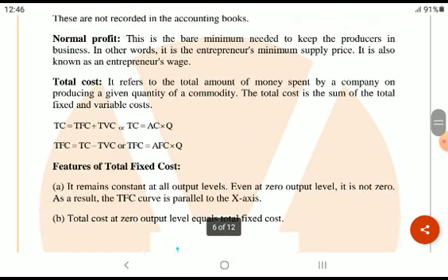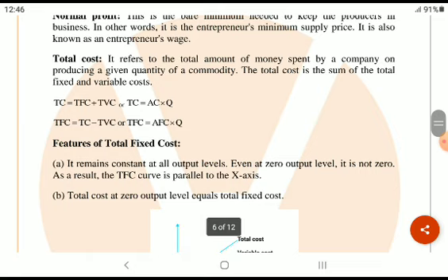Next is total cost. It refers to the total amount of money spent by the company on producing a given quantity of a commodity. The total cost is the sum of the total fixed and variable cost. That is, TC is equal to TFC plus TVC, or TC is equal to AC into Q. TFC is equal to TC minus TVC, or TFC is equal to AFC into Q.